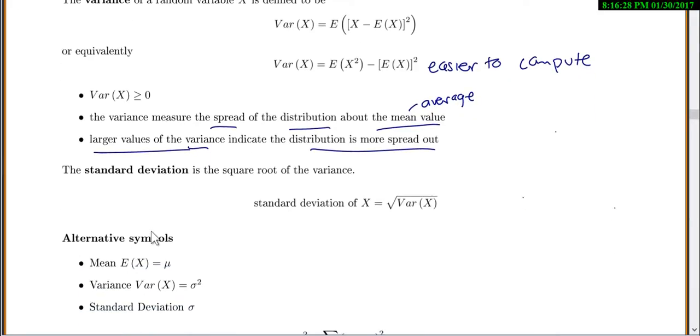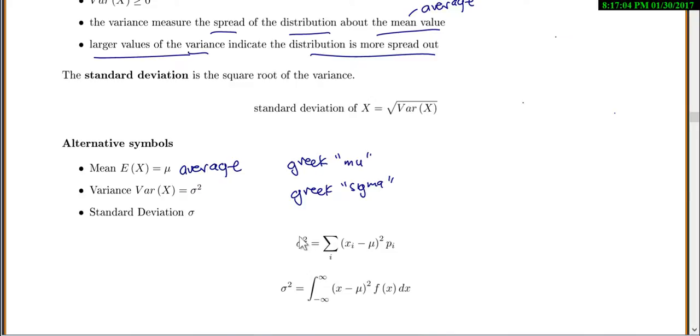Now there's a few alternative symbols we're going to use. So mean, or expected value, or average, is this little mu. This is the Greek letter mu. That's how you say it. Okay. Variance is this little sigma squared. So again, this is Greek for sigma. And standard deviation, the square root of sigma squared, would just be sigma.